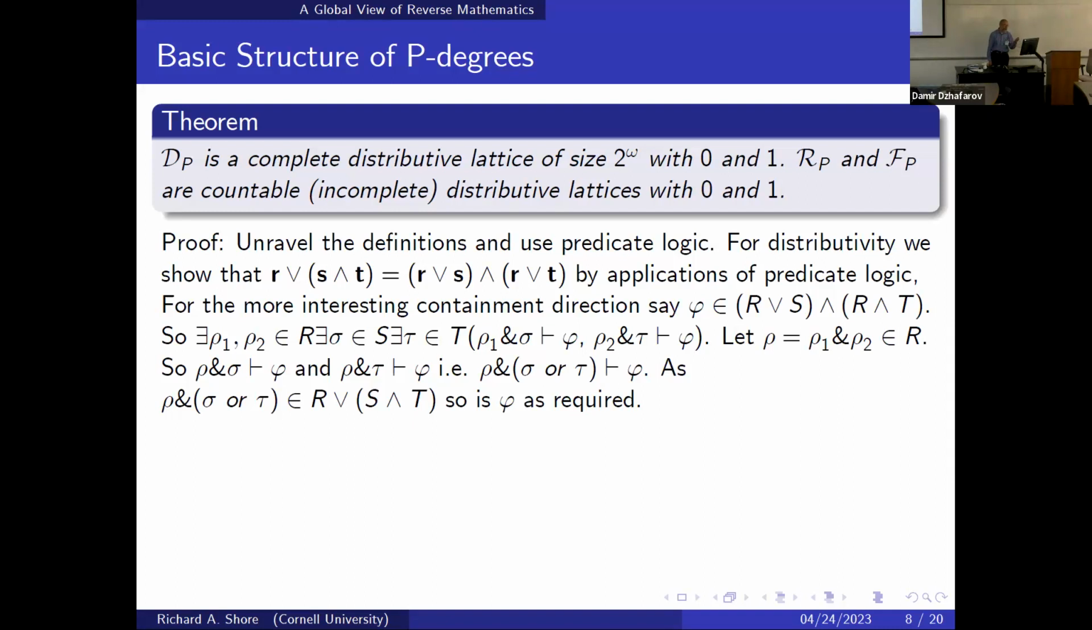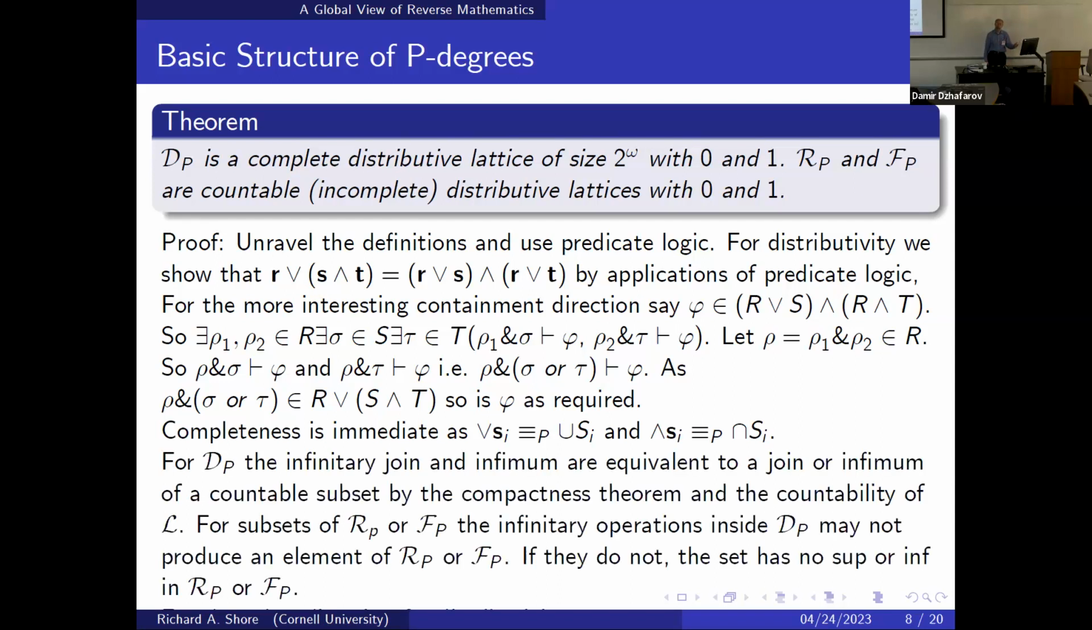And what you do is you figure out what it means to be the inf of two theories or the sup of two theories. And then you do manipulations by taking conjunctions and disjunctions of formulas, and lo and behold, it's distributive. So there's a proof in case you want to look at it. Completeness is what I just said, is that you can take the set theoretic things and either just intersect or join and close.